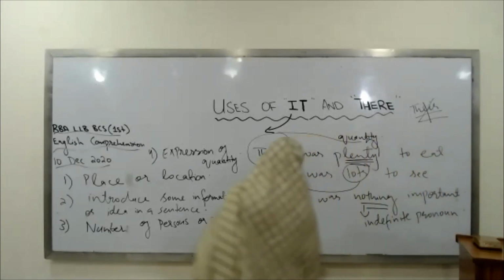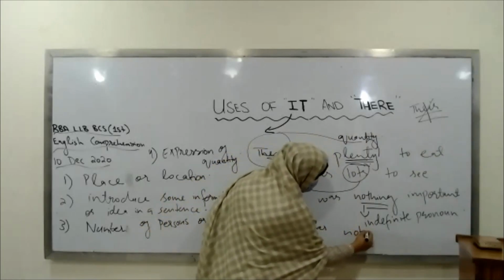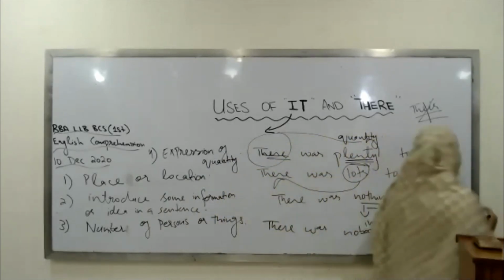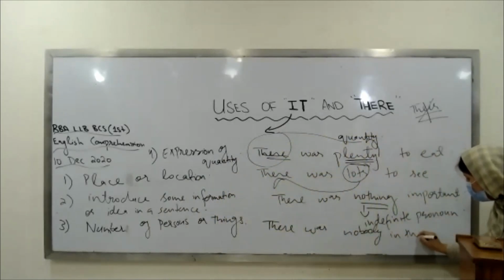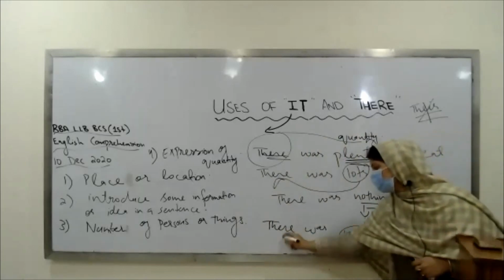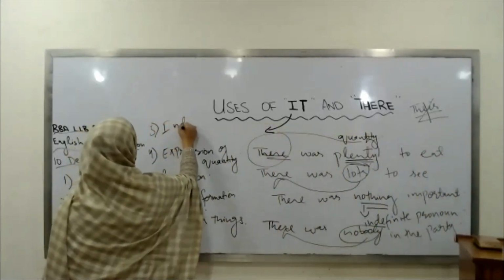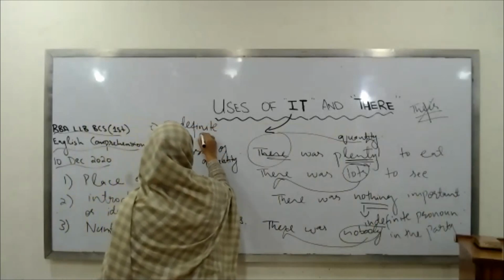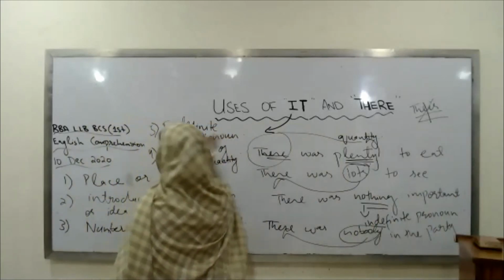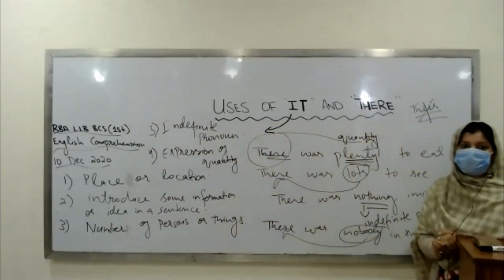उसके अलावा, there was nobody in the party. There was nobody in the party. So this nobody is again an indefinite pronoun. So here we have used it with there. So it's the next use of there that it is used with indefinite pronoun. Right? So these are few important uses of it.